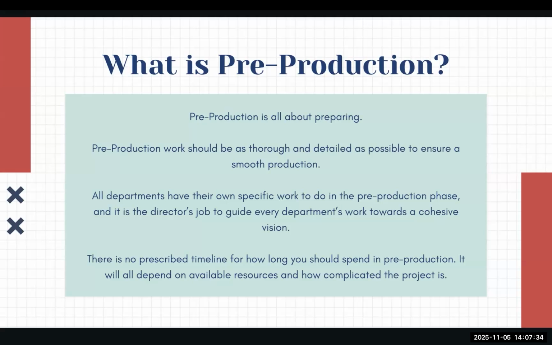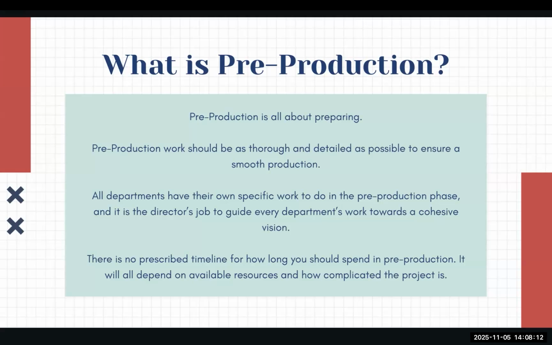So we're going to go through a little bit of what each department would be doing in the pre-production time. And as a director, it is the director's job to guide every department's work towards a cohesive vision. So I like to think of the director of a film as the ringleader. Yes, at the end of the day, their name gets to be one of the first ones you see on a poster, and they get to champion it as their own. But at the end of the day, a director's job is to make sure that everyone is working towards the same vision.